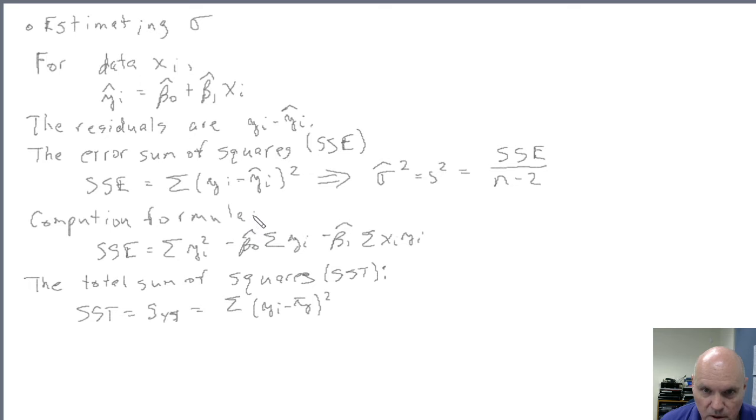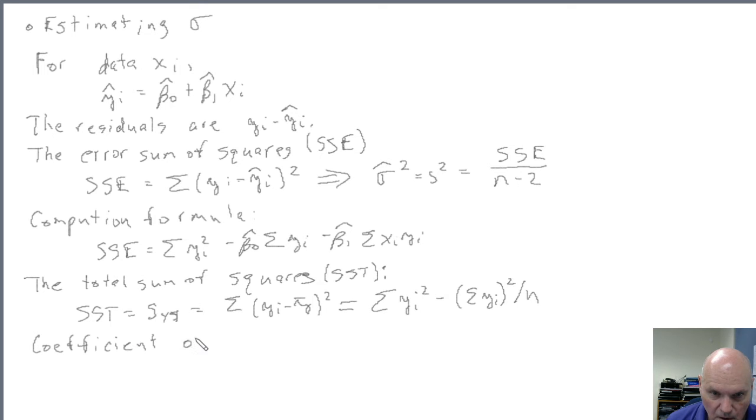The residuals are the distance from the yi values to the points on the line. This is the distance from the yi values to the overall mean. And so this is the total sum of squares. Computation formula is the sum of yi squared minus the sum of yi, squared, divided by n. Okay, and it finally leads us to the coefficient of determination.